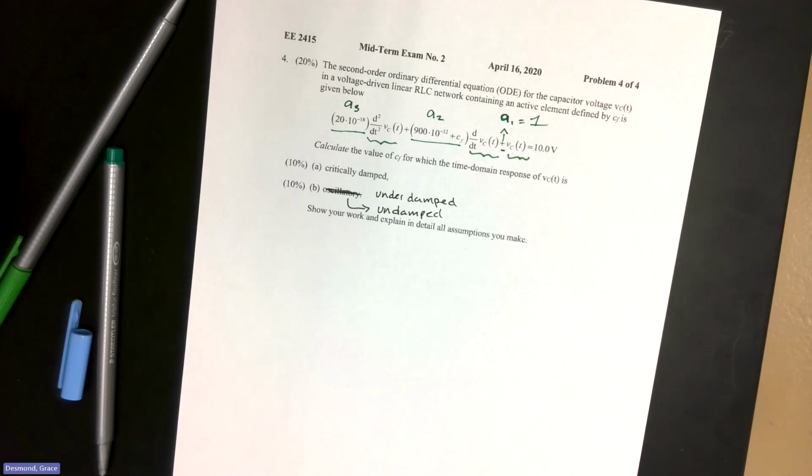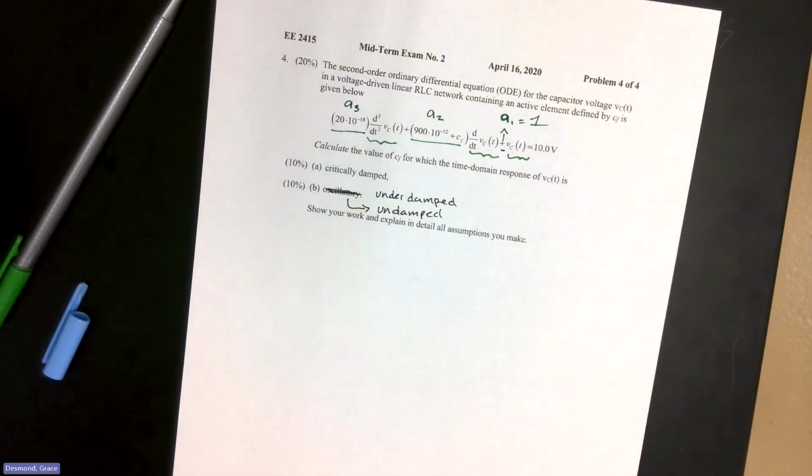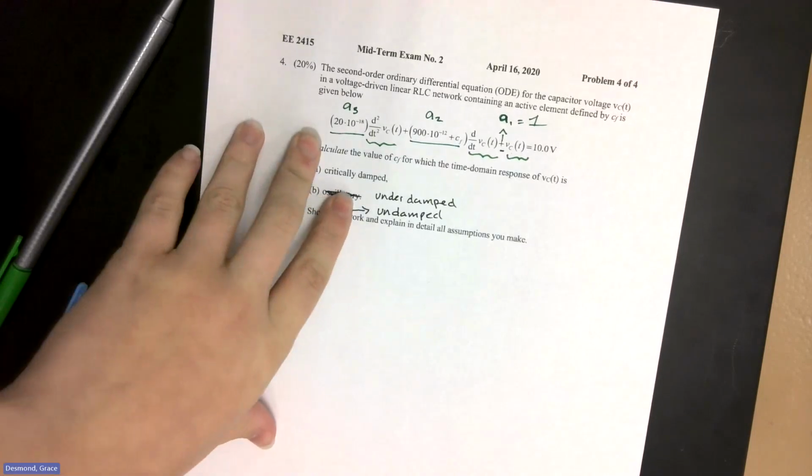From here, what you're going to end up doing is, step one, finding the zeros of this equation. You're going to find zeros.